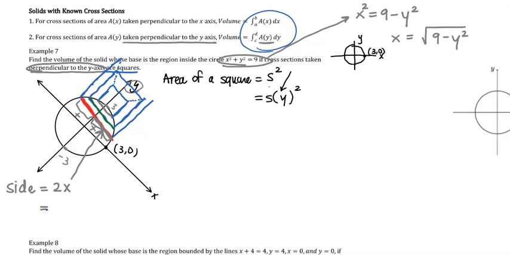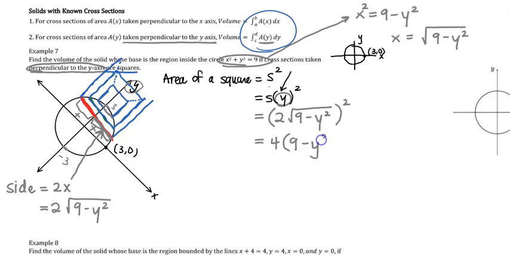So if I want to write the side in terms of y, it's 2 multiplied by the square root of 9 minus y squared. So the area of the square we will find by squaring one of these sides. We need to square the 2, and we also need to square the square root. Squaring the square root cancels it out. So now we have an expression for the area, an expression for A of y. So now we need to integrate it from our lower y limit of -3 to our upper y limit of 3, and we're integrating with respect to y.